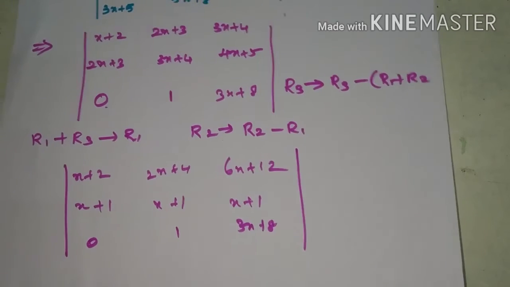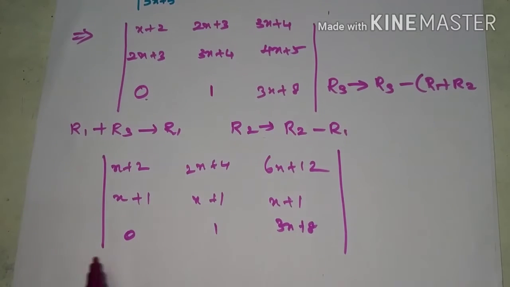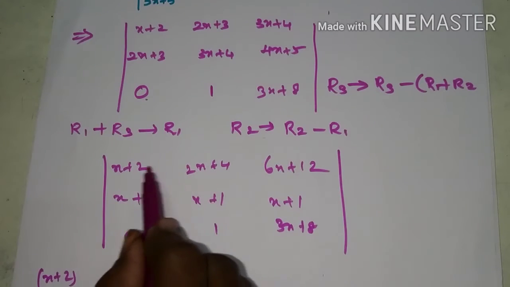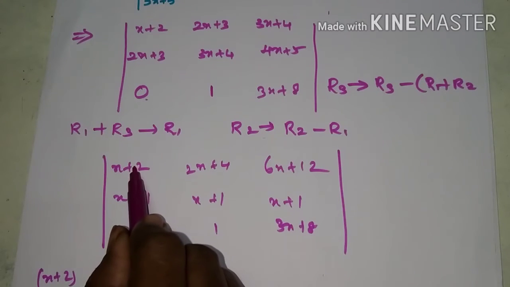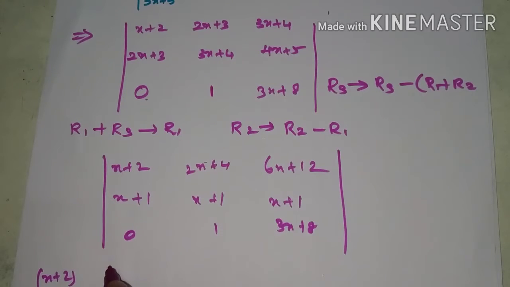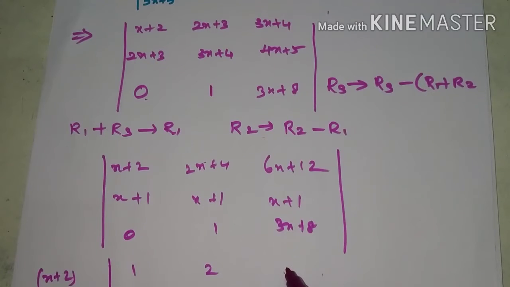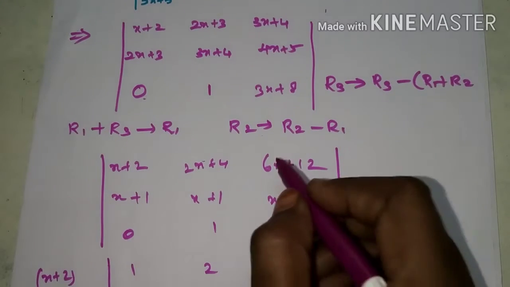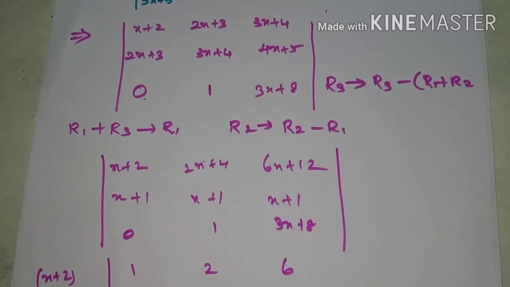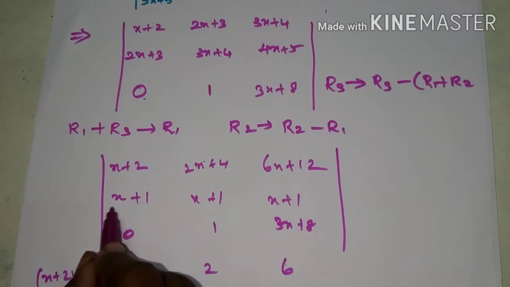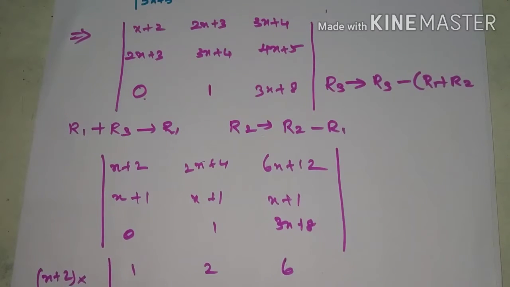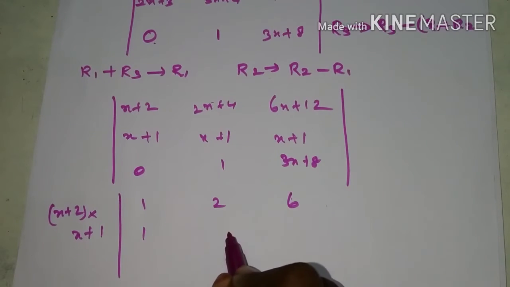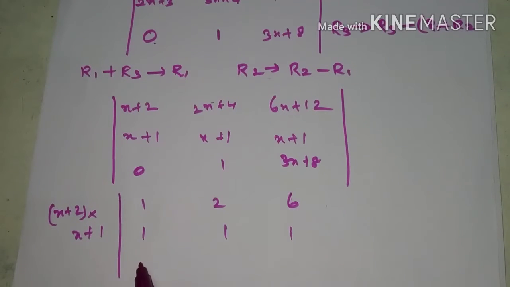Now we can take the common value from row 1 and row 2. x plus 2 can be taken from row 1, since it is common for the first column, second column and third column. We'll get the factor as 1, and we'll get 2 here and 6 here. While taking the 6, we'll get 6 into x plus 2. Right? Now taking another common value from row 2, we'll get x plus 1, 1, 1 and 1. And the remaining values 0, 1 and 3x plus 8.